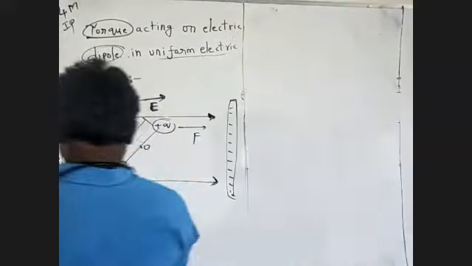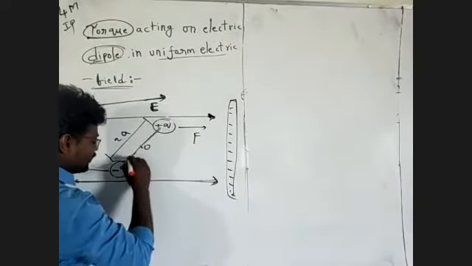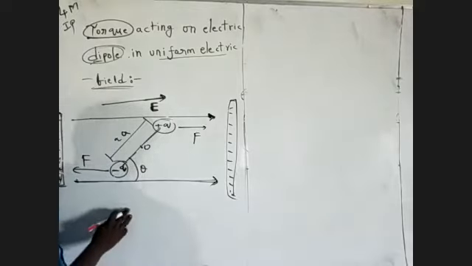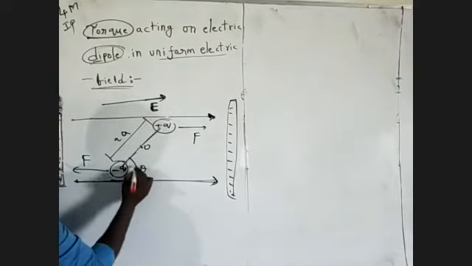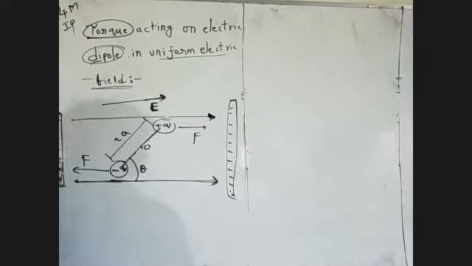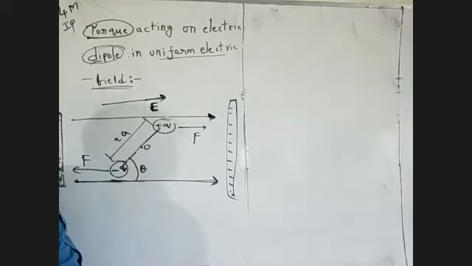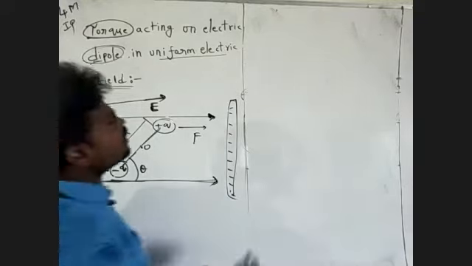This is a field. This is a dipole, and the dipole makes an angle theta. This theta is the angle between the field line and the dipole. Now we will see torque.